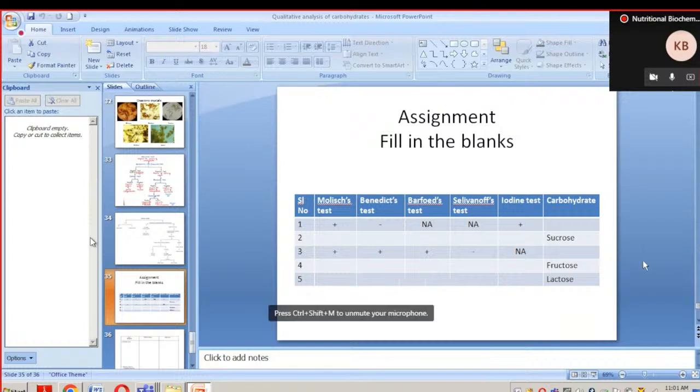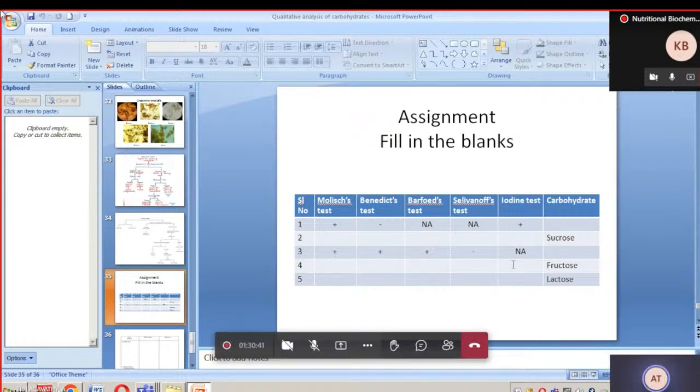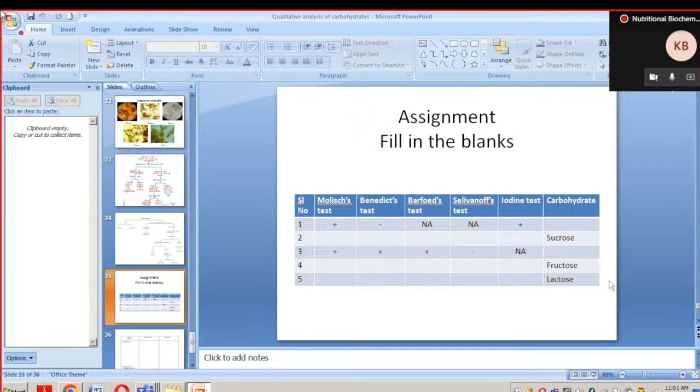I'll give you a few more assignments. So you start writing this, take a picture of it, and fill in the blanks. This is the first assignment and the other assignments I'll give you shortly. Please take a screenshot, all of you, then start writing the answers for this.